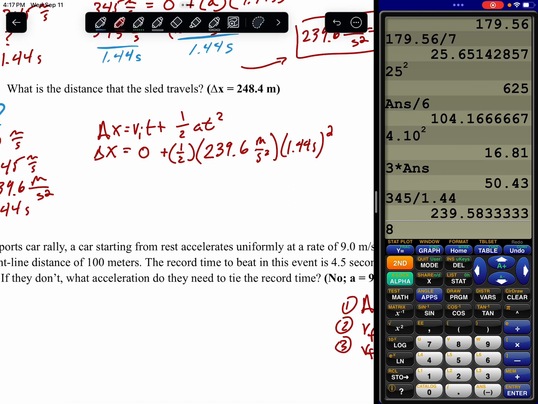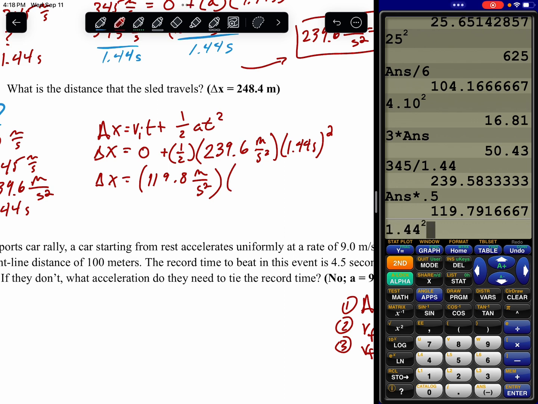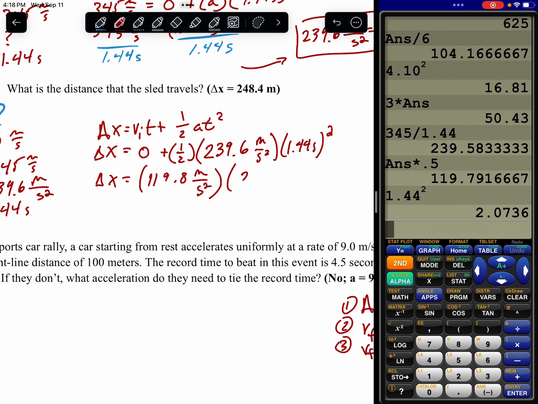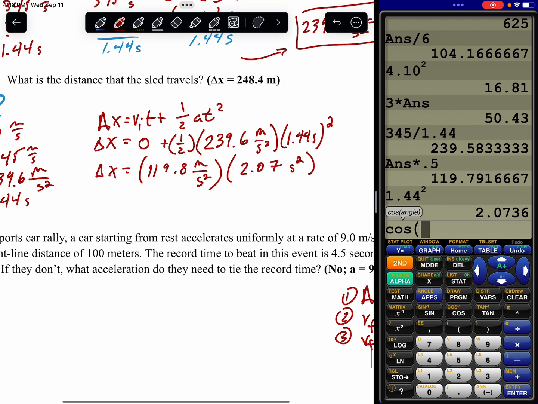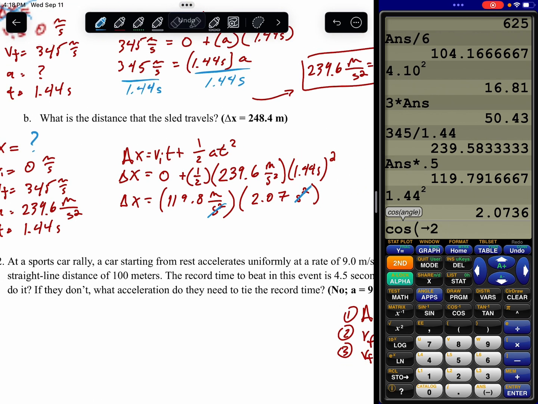Okay, I'm going to go ahead and do delta x is equal to 1/2 times 239.6. So I'm going to do 239.6 times 0.5. I could also do divided by 2, same thing. So I have 119.8, and the units are still there, meters per second squared. That's going to be multiplied by 1.44 squared, which is 2.07 seconds squared. Alrighty. If we take a look at what we've got, the seconds are going to cancel out, and we're going to be left with meters, which we should. We're getting a delta x.